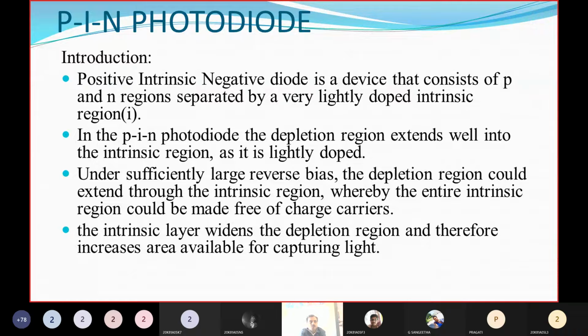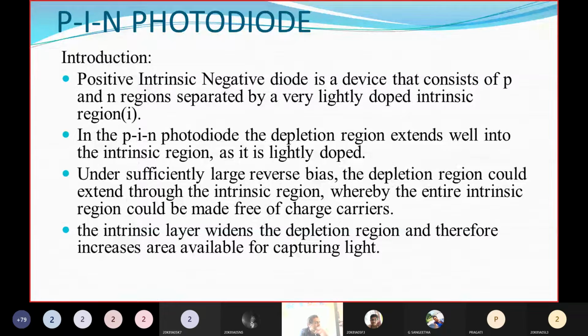In the case of the photodiode in reverse bias, due to minority charge carriers there is a little amount of current flow, in nanoamps or microamps. The current is very, very small.